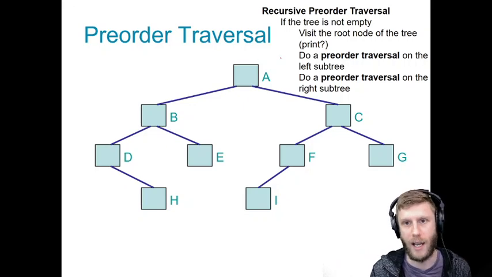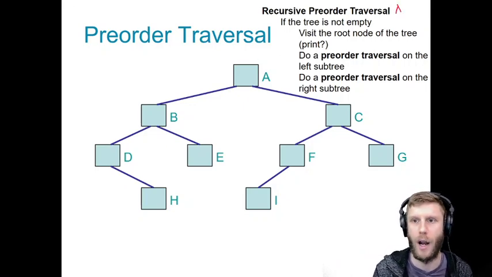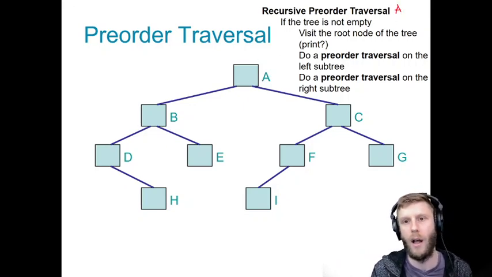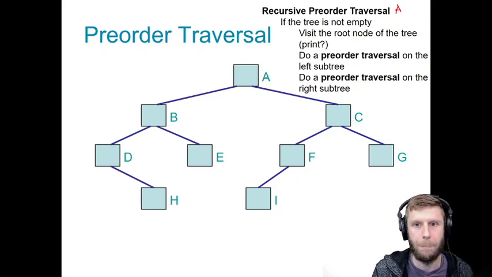So let's start at A. If we do a recursive traversal on A, what do we get? Well, we'll start at A. And what does it say? Okay, visit the root node, print. Okay, cool. I'll print out A. So we did that bit. Then it says do a pre-order traversal on left. Oh, okay. So now we go to B.